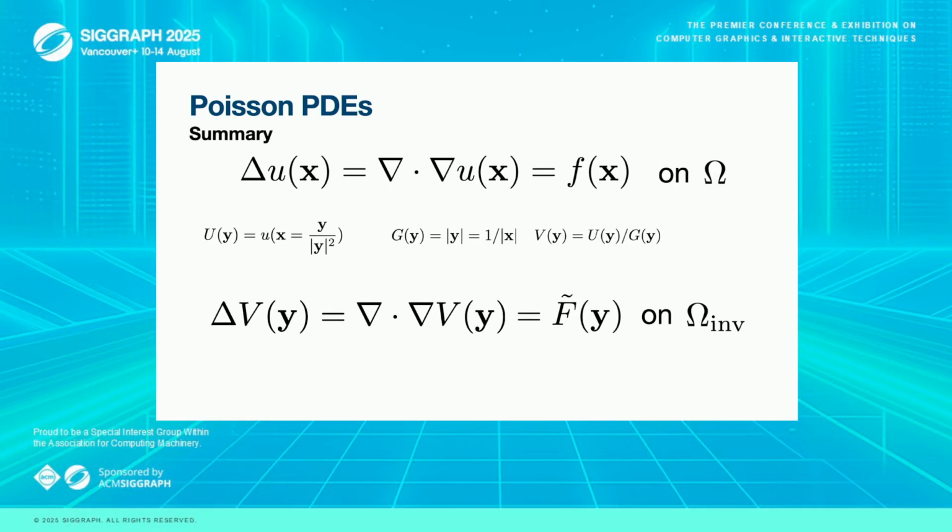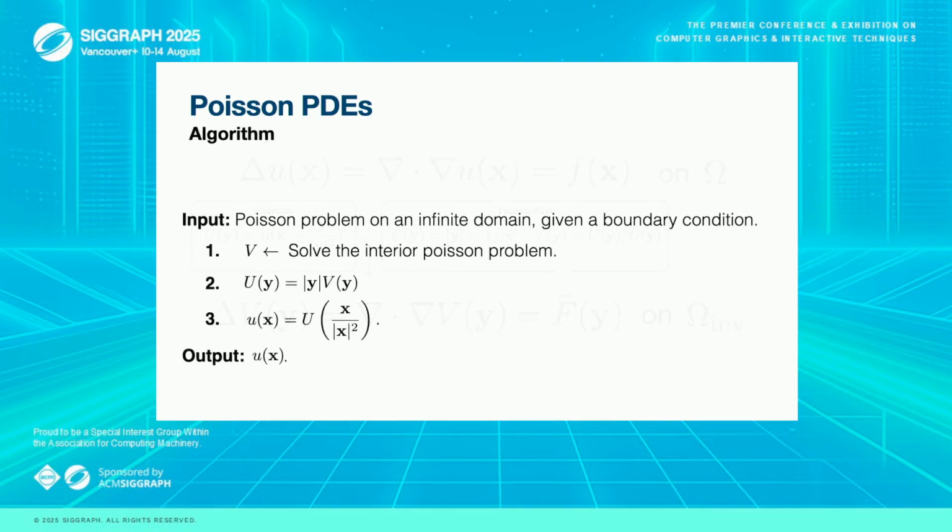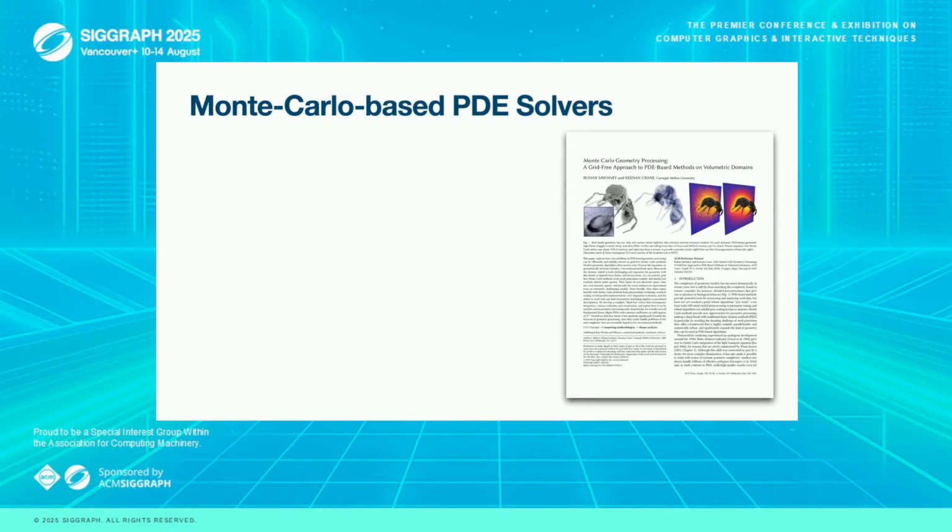To note, to use our method, this Kelvin transform, what you really need is the inversion method and a method of factorization, some method that captures the singularities out of the problem. If you look at the pseudocode, all you really need is a method to solve the interior Poisson problem, and the rest of the steps are just simple arithmetic. So looking at some results, going back to the Monte Carlo geometry processing-based methods, let's say we have this Laplace problem with a Dirichlet boundary condition.